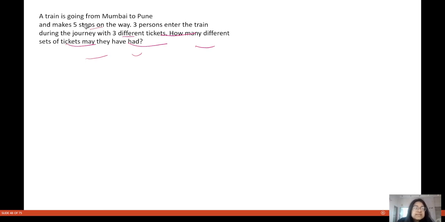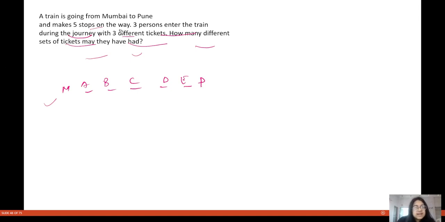Basically it is saying the train is going from Mumbai to Pune and makes 5 stops on the way. So 1, 2, 3, 4, 5. Let's say these stops are A, B, C, D, E. You don't have to make these arrangements while you are solving the question. If you are able to directly put your formula here, it's very good. But I'm explaining because in certain questions you should be able to visualize the question. When you visualize the question, you become very clear about which formula to apply, how to apply it, and what the variables are. I hope you understand why I'm explaining these arrangements to you.